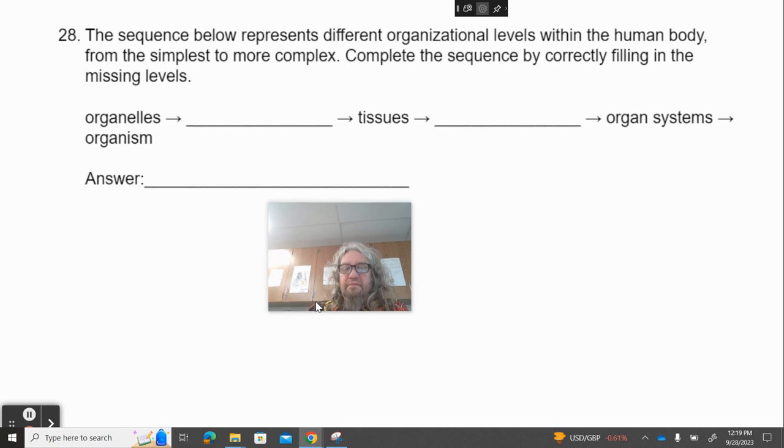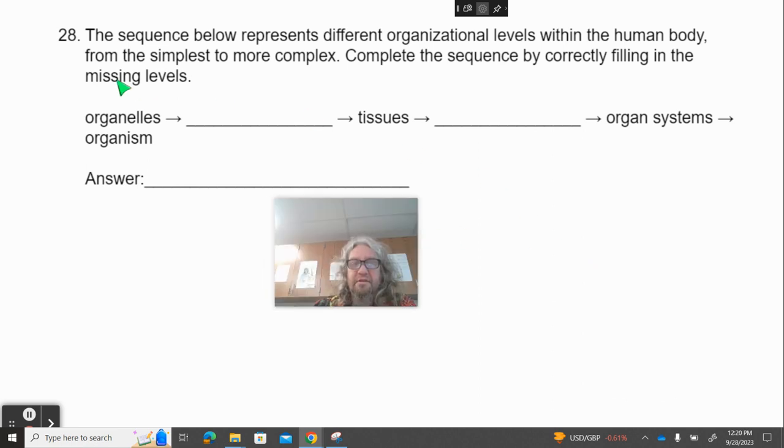Okay, this is, again, not a multiple choice. You got to write your answer. Number 28, the sequence below represents different organizational levels within the human body, from the simplest to the more complex. Complete the sentence by correctly filling in the missing levels. Organelles are the simplest, right? More complex are blank, and then more complex are tissues, and then more complex are blank, and then more complex is organ systems, and then the most complex is organism. Fill in the two blanks.